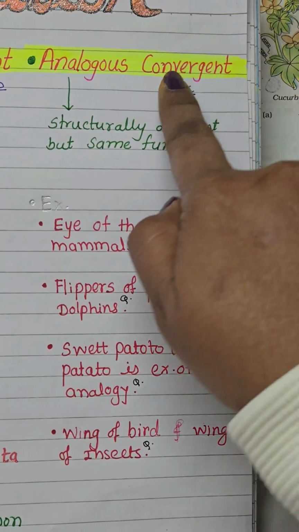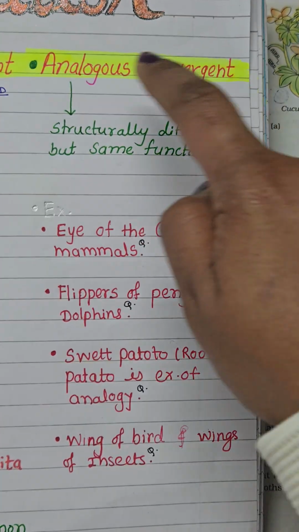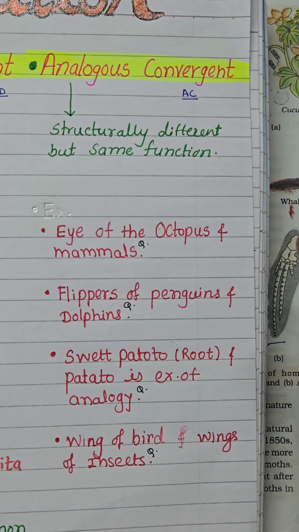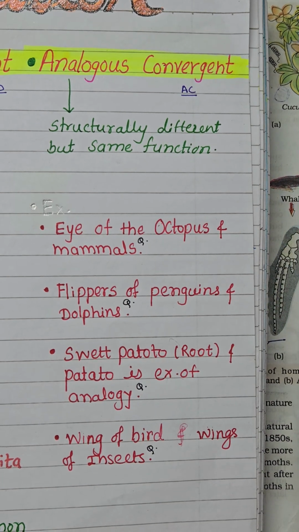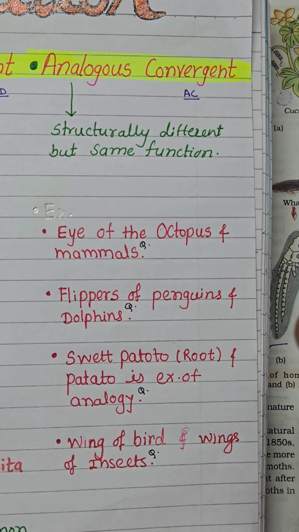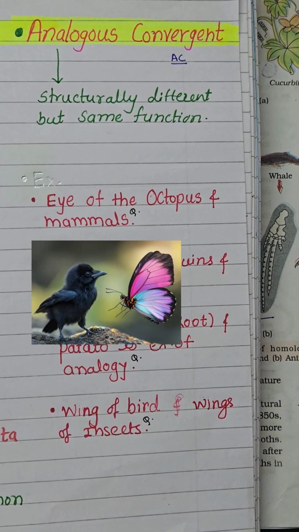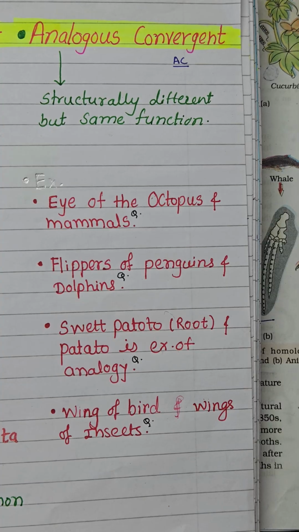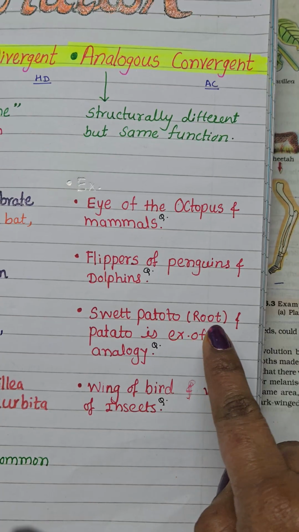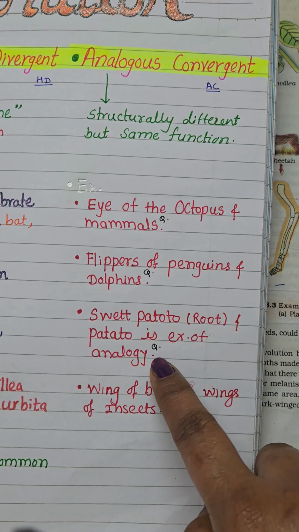Now in analogous convergent, analogous organs have different origin, different structure but the same function. They are like wings of a bird and wings of a butterfly. Both are used for flying, but their structures are different. Potato is a stem and sweet potato is a root, an example of analogy.